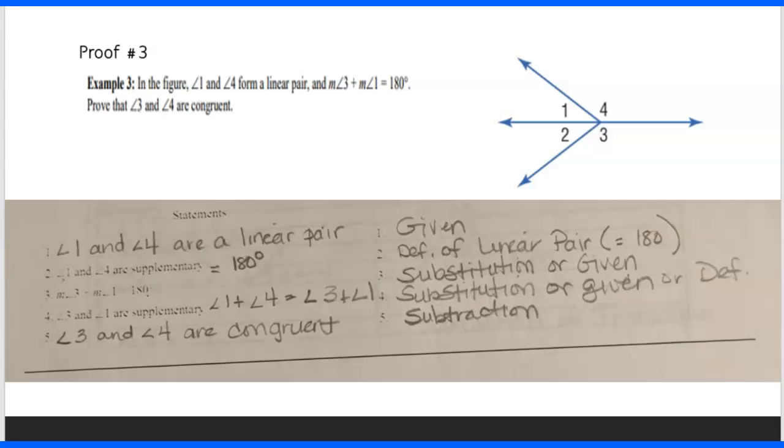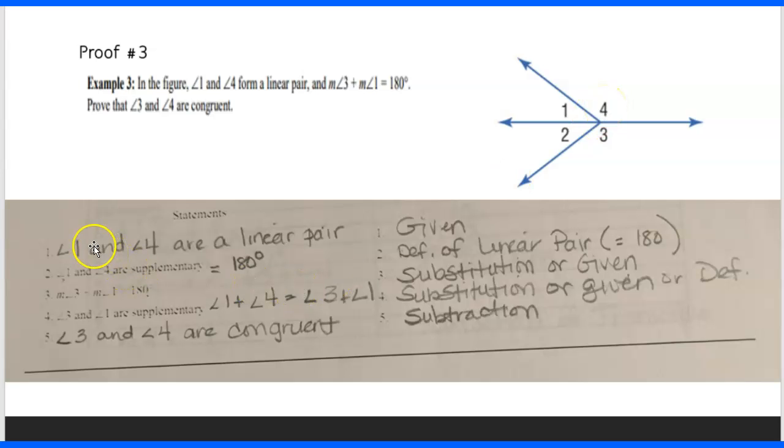Okay, proof 3. In the figure, angle 1 and angle 4 form a linear pair. Angle 3 plus angle 1 is 180 degrees. So they tell us that 1 and 4 form a linear pair. They don't tell us that 2 and 3 do. But they do tell us that angle 3 plus angle 1 equals 180 degrees. They want us to prove that 3 and 4 are congruent.